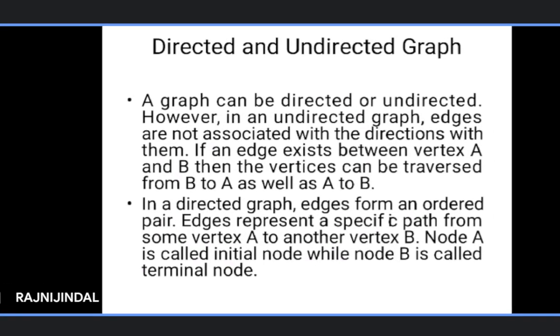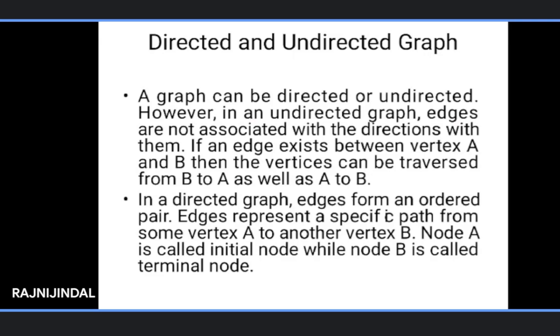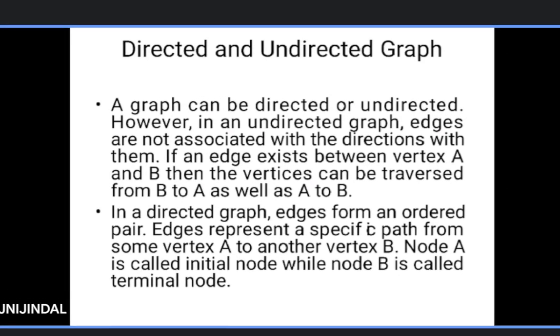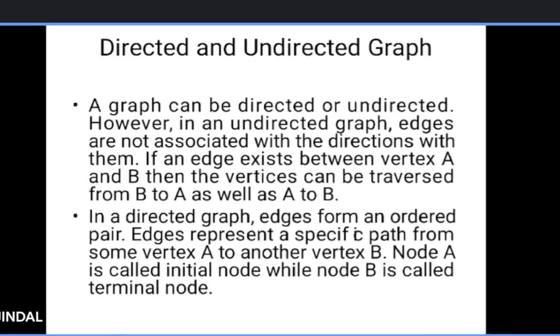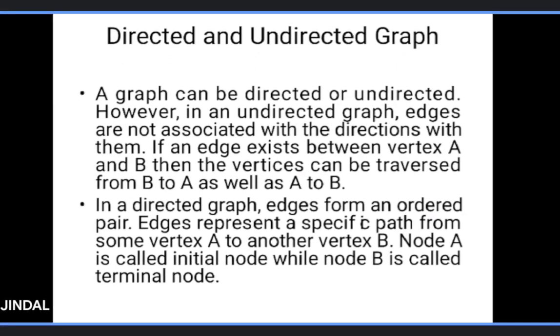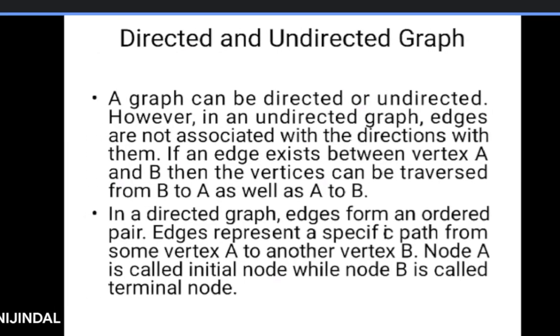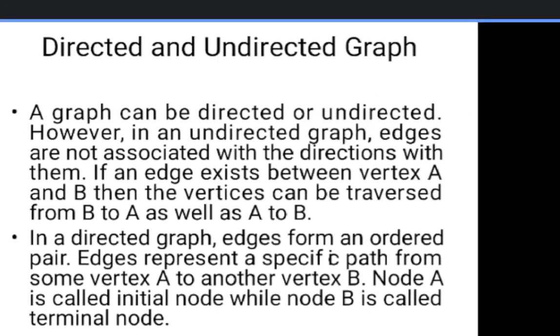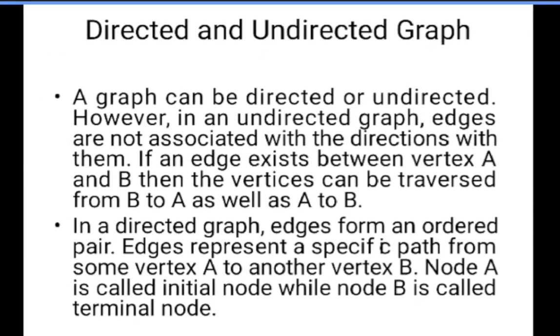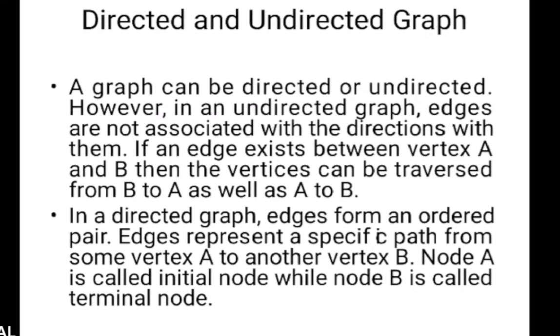you are there. So in a directed graph, edges form an ordered pair. Edges represent a specific path from some vertex A to another vertex B. Node A is called in such a case the initial node, while node B is called the terminal node.